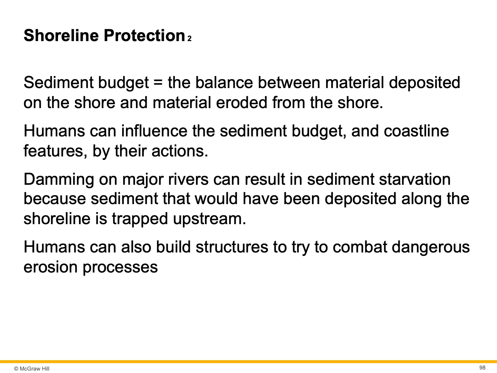The sediment budget. The sediment budget is the balance between the material deposited on the shore and the material eroded from the shore. Humans can influence the sediment budget and coastline features by their actions. For instance, if humans were to dam a major river, it can result in sediment starvation because the sediment that would have been deposited along the shoreline is trapped upstream. Humans can also build structures to try to combat dangerous erosion processes.